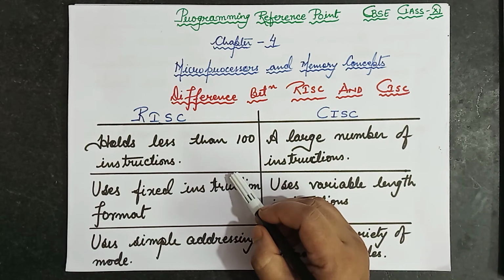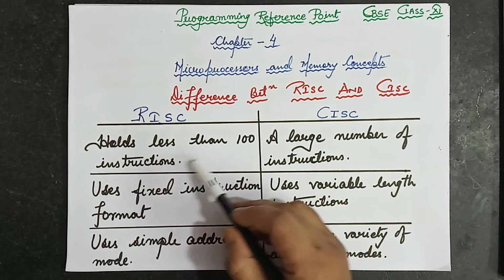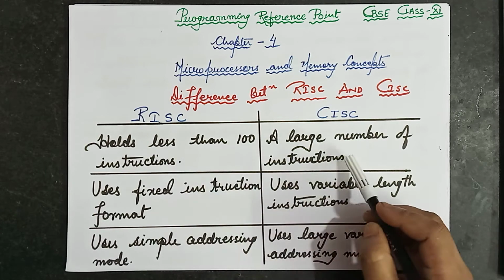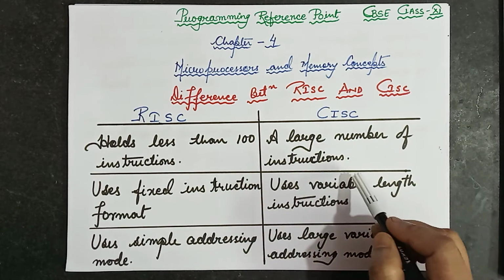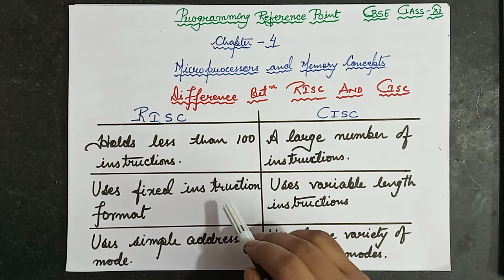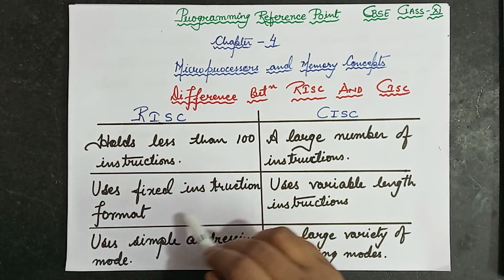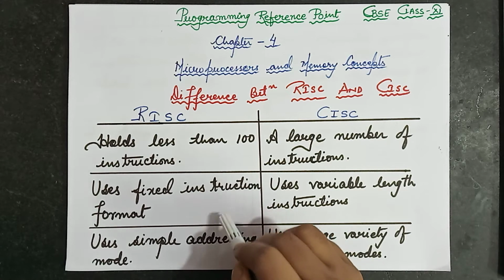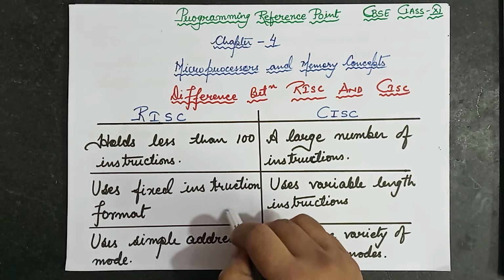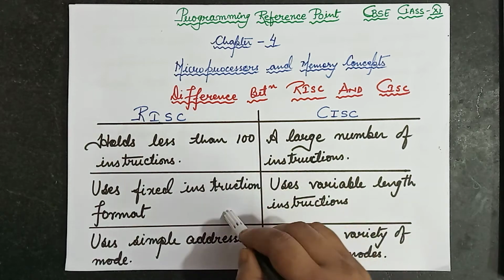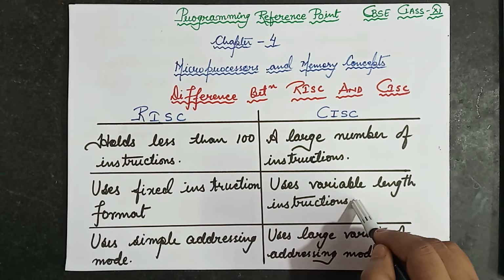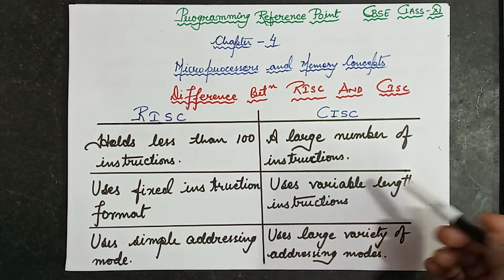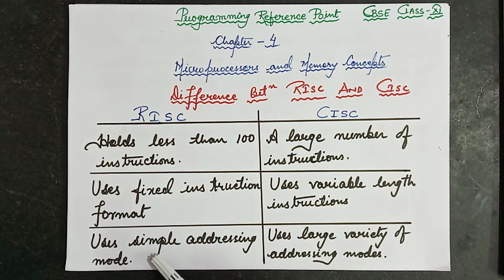Now let's see what are the other differences. RISC holds less than 100 instructions, and in the CISC a large number of instructions are stored. RISC contains a fixed instruction format, meaning the length of the instruction will be uniform. Let's say if one instruction is of 4 bytes, the rest of the instructions will also be of 4 bytes. But in the case of the CISC, the instruction length may vary. It uses the simple addressing mode, but CISC uses a large variety of addressing modes.